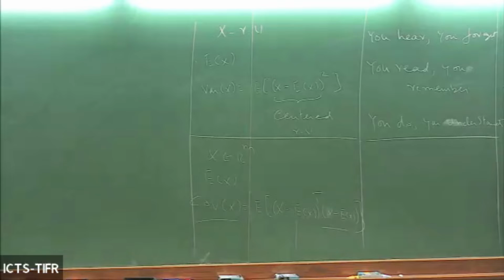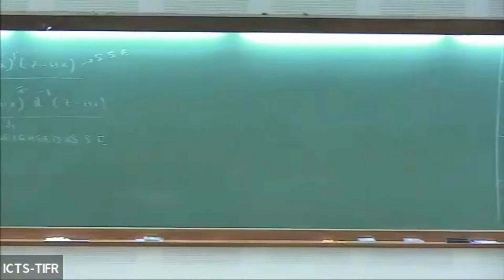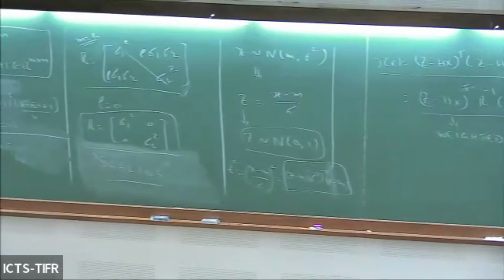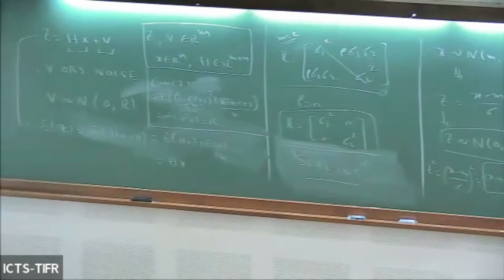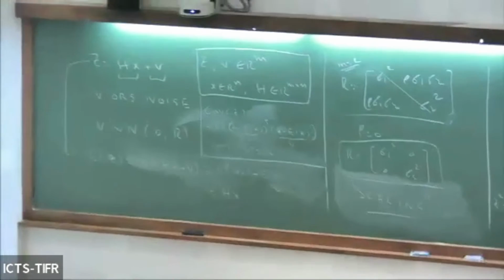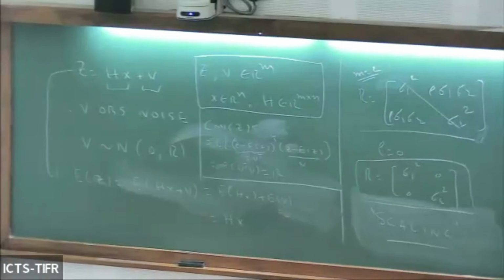The E of z is h of x. z is equal to h of x plus v, minus that. So what is this? This is equal to v transpose. What is this? This is equal to v. So this becomes the expected value of v transpose v, that's equal to R. All of you, please, good for you. How many of you are with me? That's right.